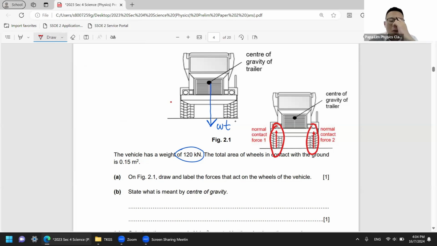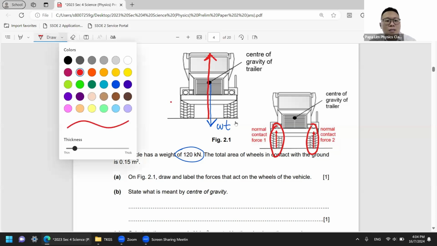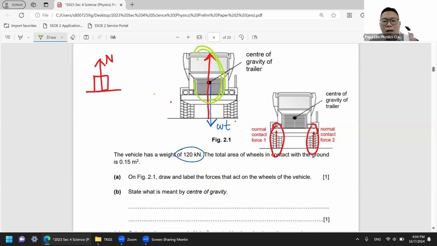In a normal question where I give you a box, we tend to just write the normal reaction force and draw it through the center here. But in this case, the marker won't accept any normal reaction force going through the center of gravity. If you write this, the answer will be marked wrong. So you must know what you're looking for. The question is looking for the normal contact force on the wheel itself. So it's an upward force, but it's targeted at the wheel itself. These are the things you have to be careful about.